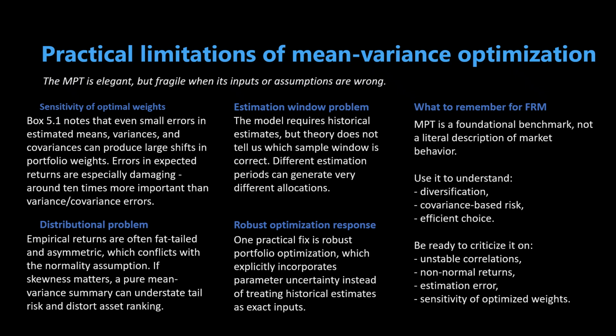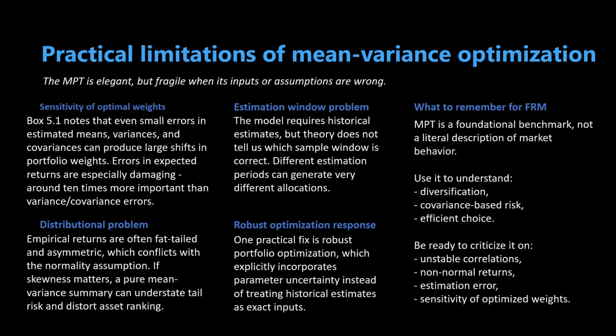The third limitation is the estimation window problem. The model requires historical data as inputs, but the theory provides no guidance on which time window to use. A 5-year window and a 10-year window can produce materially different covariance matrices and consequently very different optimal allocations. One practical response to this challenge is robust portfolio optimization, which explicitly incorporates parameter uncertainty into the process rather than treating historical estimates as exact inputs.